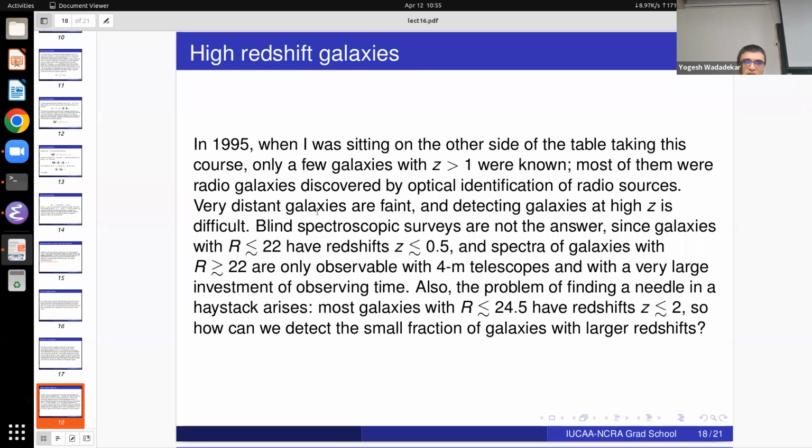So the question is, how can we detect the small fraction of galaxies with high redshifts? You have to do that by having some kind of pre-selection. Don't try to get a spectrum of every faint galaxy. Identify faint galaxies that are likely to be at high redshift and only obtain a spectrum of those galaxies. That will give you a hit rate or an efficiency which is much higher than otherwise.